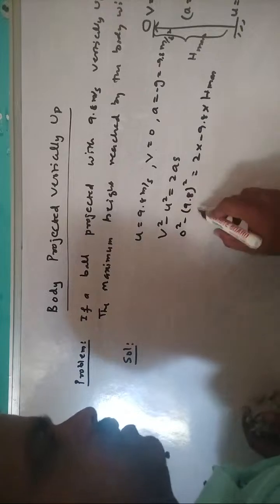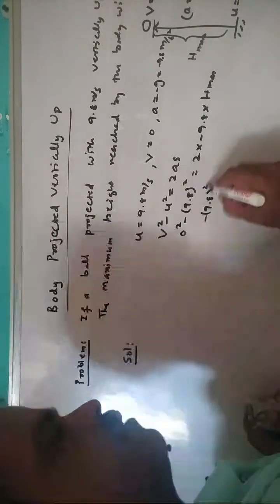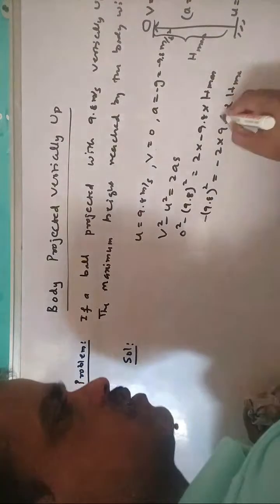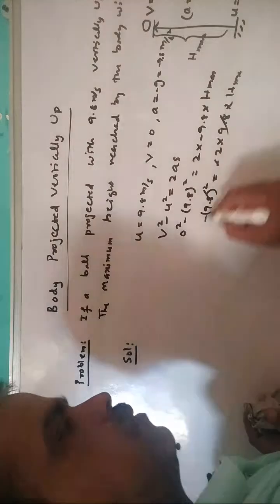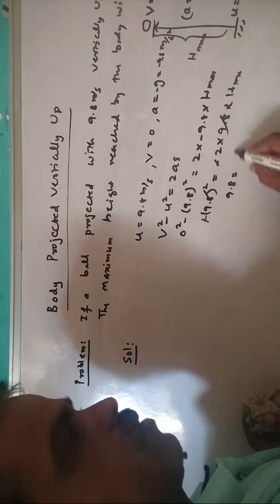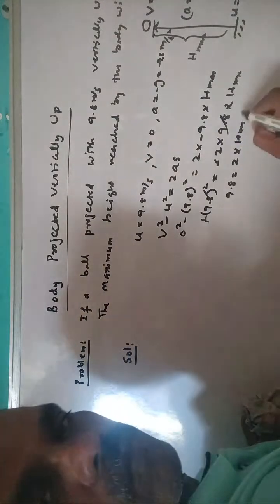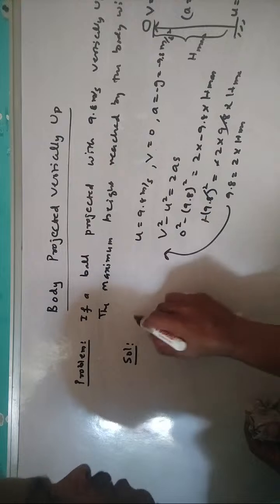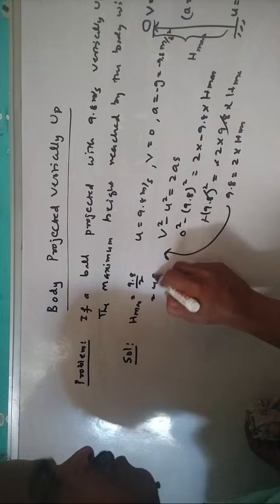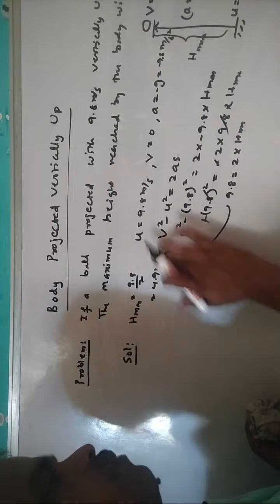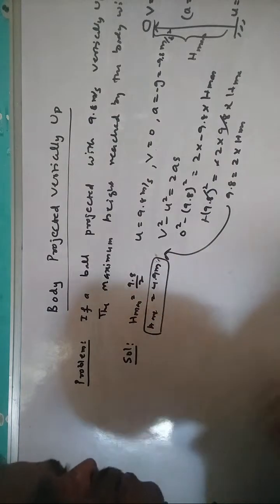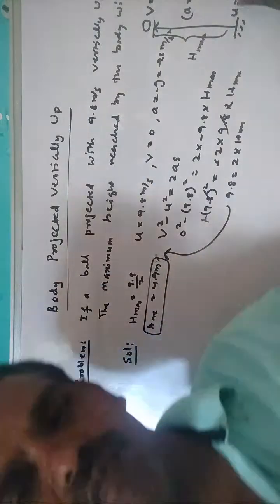Is it or not? Just 9.8 whole square equals 2 into 9.8 h max. So 9.8 will be cancelled. So we will get 9.8 equal to 2 into h max. So here h max is 9.8 by 2, that is equal to 4.9 meters. That is h max.